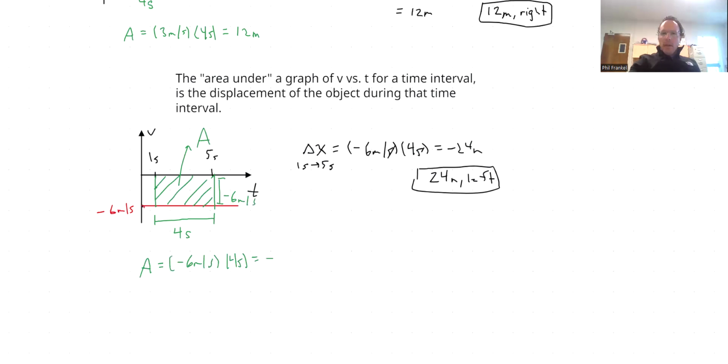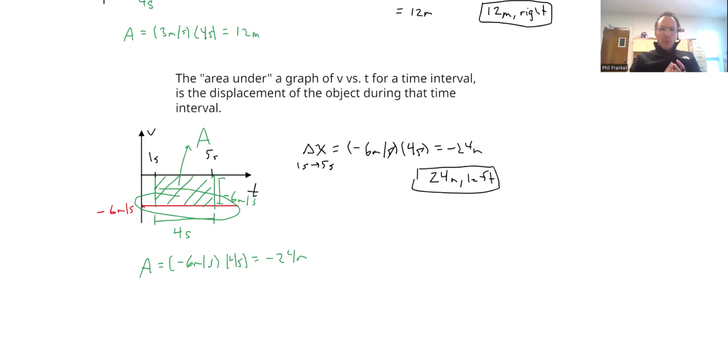So it works. If the velocity were more negative, let's say this red line were even further down, then the area would be much bigger. And that makes sense because the leftward negative displacement would also be much bigger.